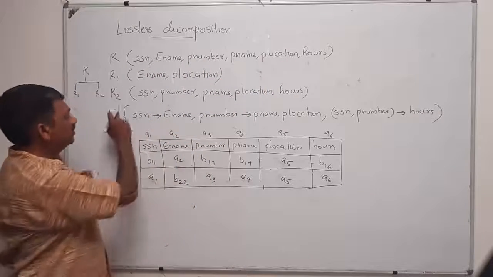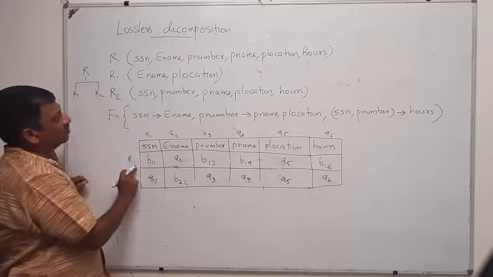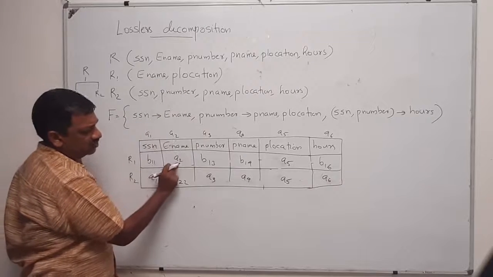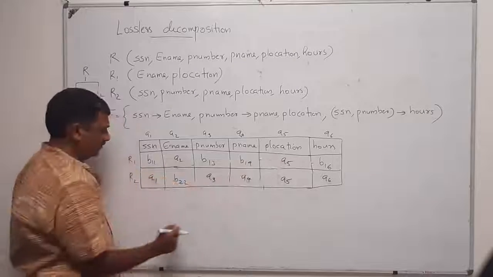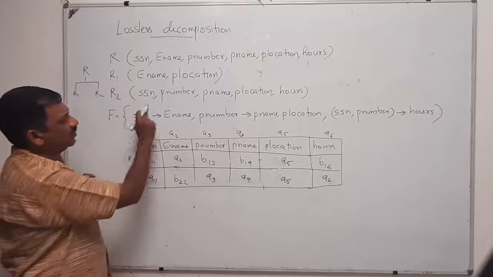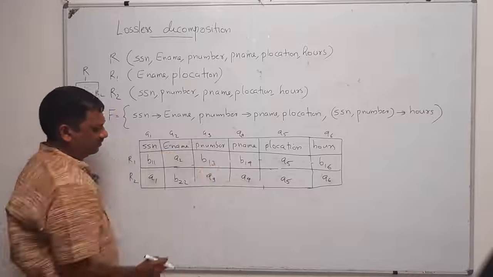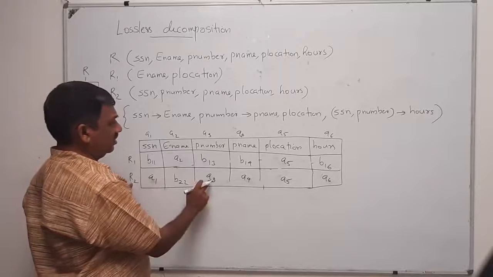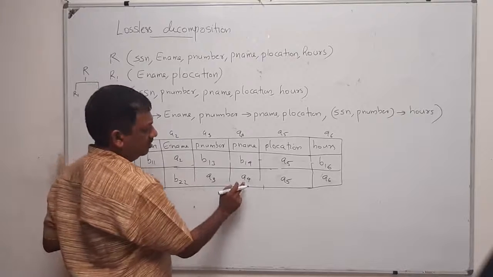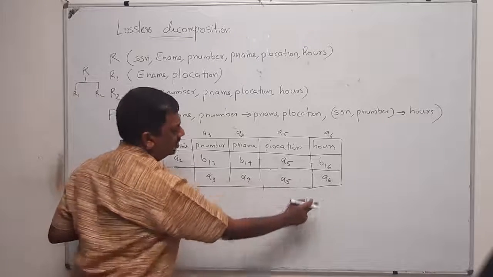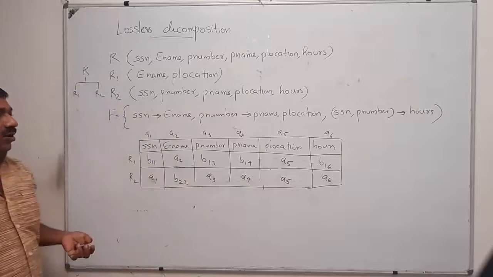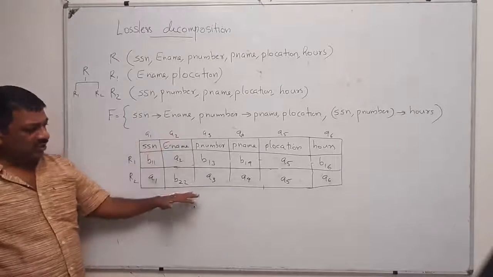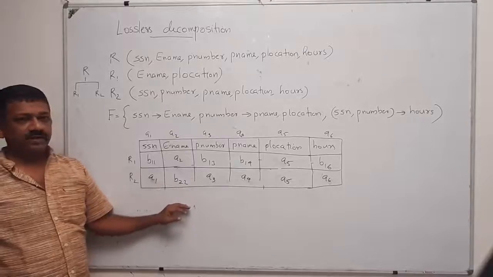Then after that, in the R1 row, the attributes are ename and p location. That is why we have A2 and here we have A5. For R2, how many? 1, 2, 3, 4, 5. 5 attributes are there. That means here SSN, P number, P name, P location, hours. Okay. Now here, this is the initial start before starting the algorithm.